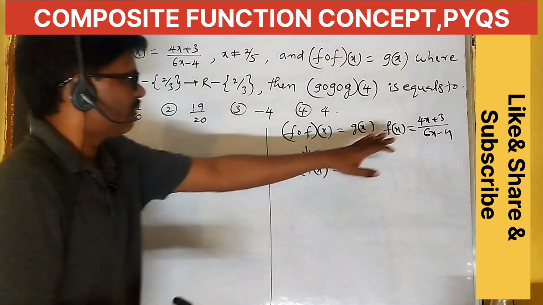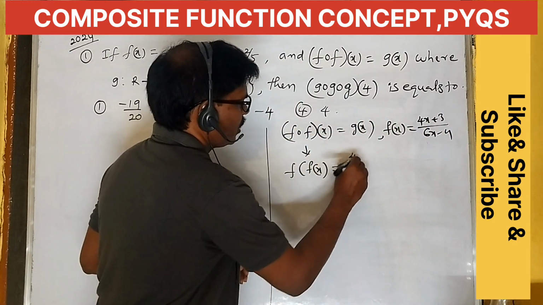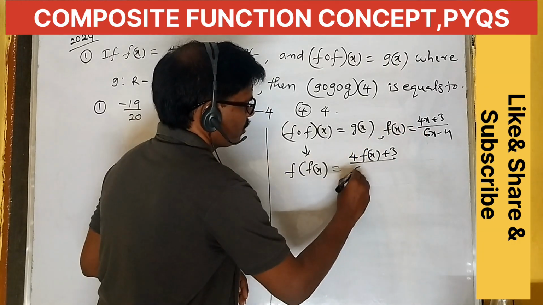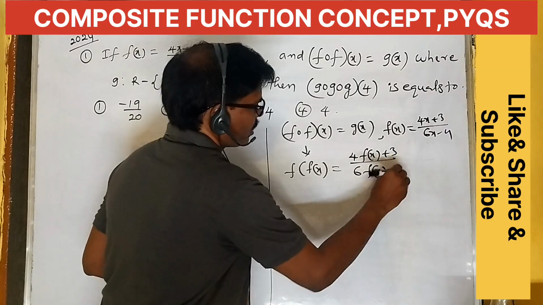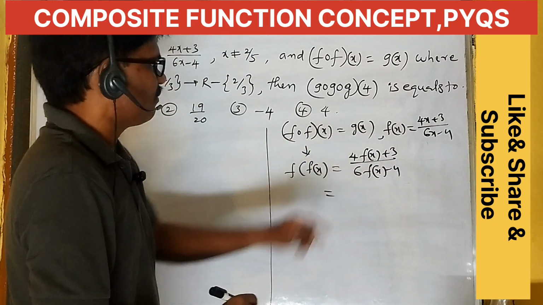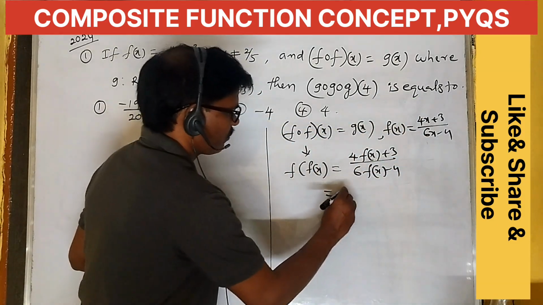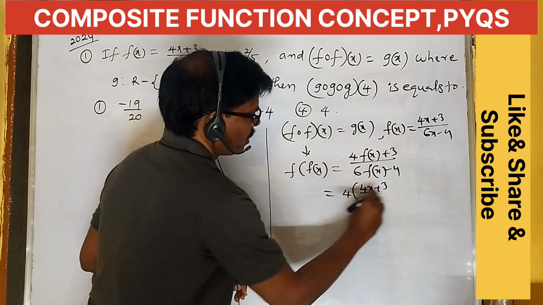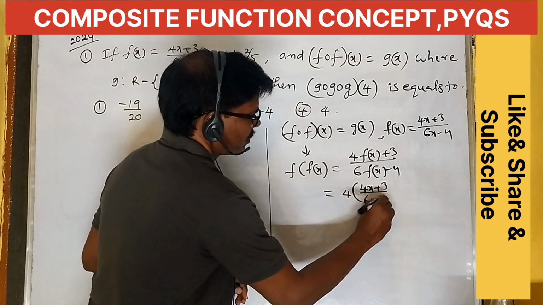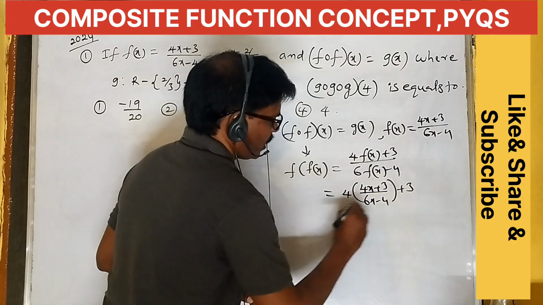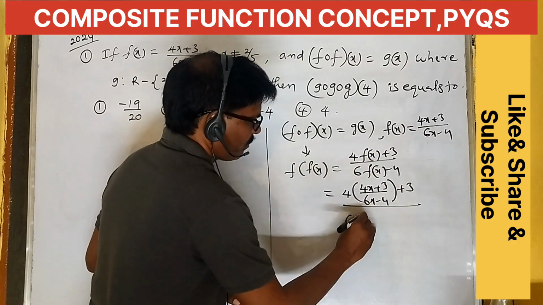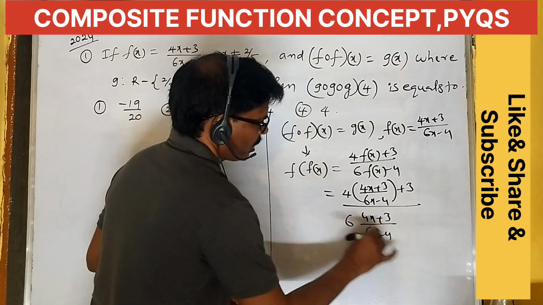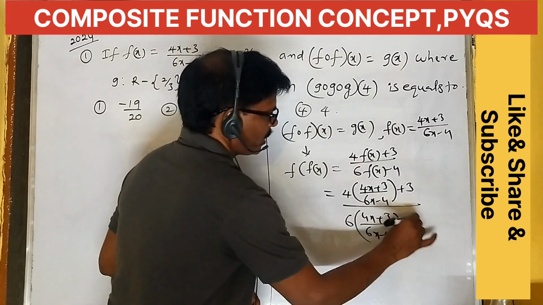Right, in f of f of x, here we write 4 into f of x plus 3, by 6 into f of x minus 4. Substitute here: 4 into f of x, which is (4x plus 3) by (6x minus 4), plus 3, by 6 into f of x, which is (4x plus 3) by (6x minus 4), minus 4.